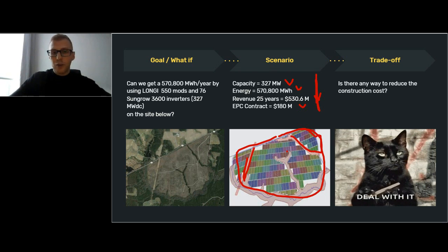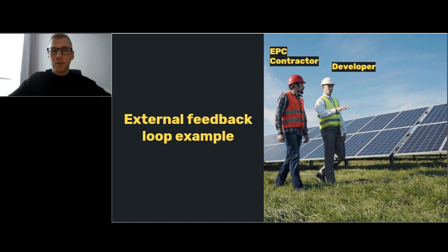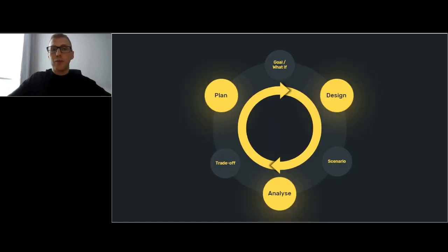And then the next question can be, okay, is there any way to reduce the construction cost? So this is an example of a very initial feedback loop. There was a goal with specific equipment, right, with a specific target. Then there was a request to design a specific scenario, and then while analyzing this scenario, it seems like, okay, it's too expensive. This is not an acceptable trade-off for us. We cannot pay so much money. And then it leads us to actually changing our goal, or maybe thinking about what we can do.